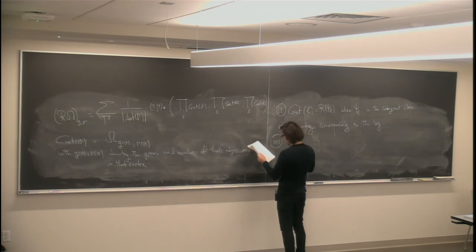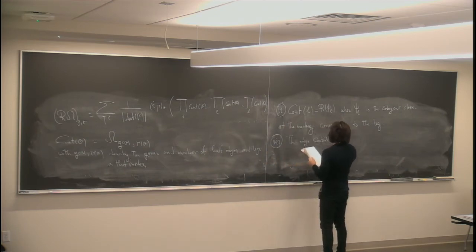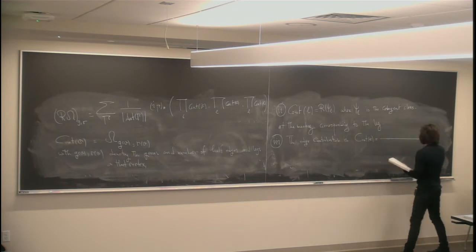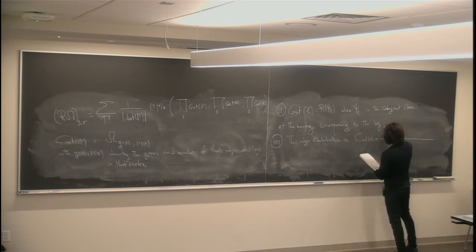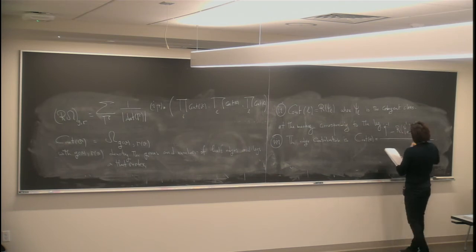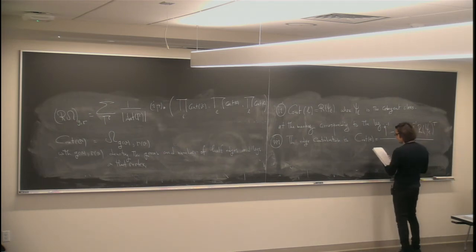Three, the edge contribution is defined as follows. So the contribution of an edge is equal to eta inverse minus R psi prime of E, eta inverse R psi double prime of E, over psi prime of E plus psi double prime of E.